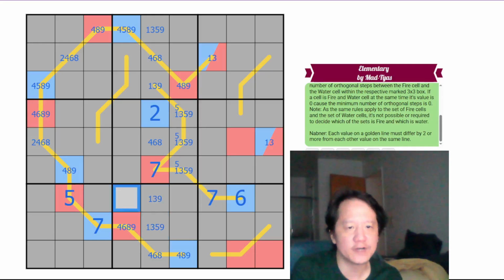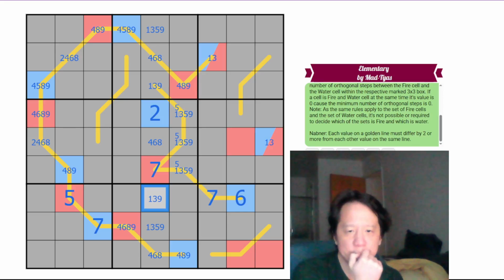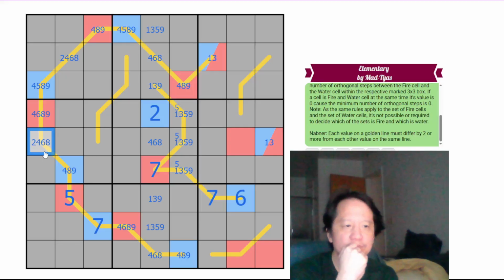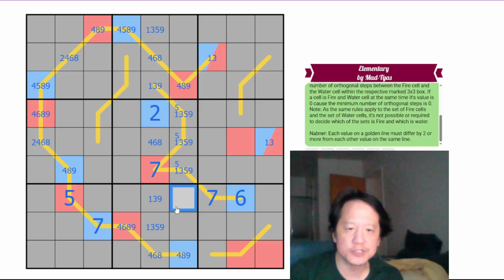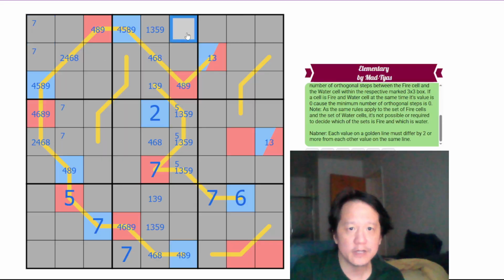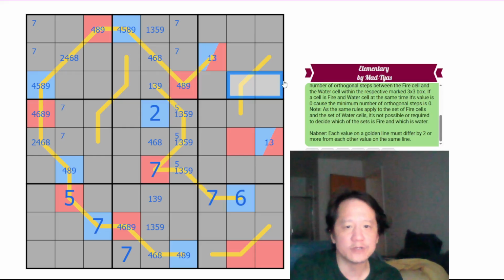This can't be 5 because of 5 in the row. Okay, so one of these two digits is a 2. So 1, 3, or 9 has to be one of these digits here. So where is 7 in box 8? Again, it has to be here. 7 can't be here or here. It cannot be on the Nabner line. So it has to be one of those two. So we have 7 guaranteed here, 7 guaranteed here, and 7 guaranteed here. This can't be 7, so one of these two is 7. One of these 3 is a 7.